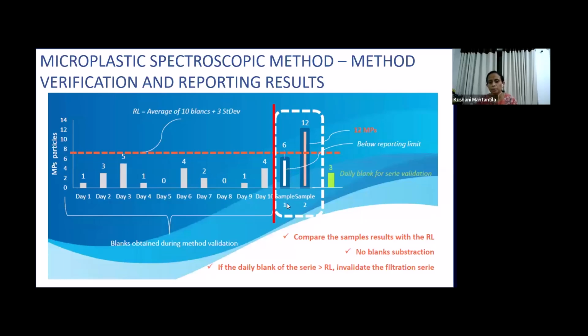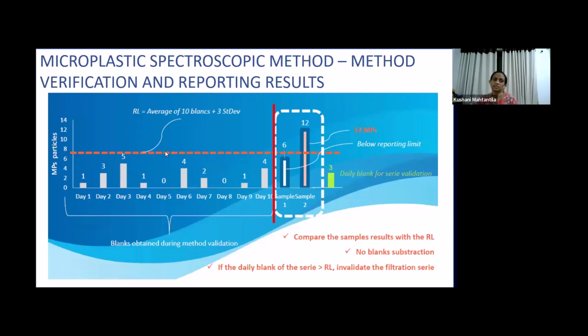So then we analyze our samples 1 and 2. We get a particle number of 6, but we cannot report this value as it is under our reporting level. For the value of 12, we can report it without subtracting the background levels. Here, if our daily blank series is greater than the reporting level, our series is invalid, so we have to repeat the analysis. So we cannot report any particle number or any value below our reporting level.